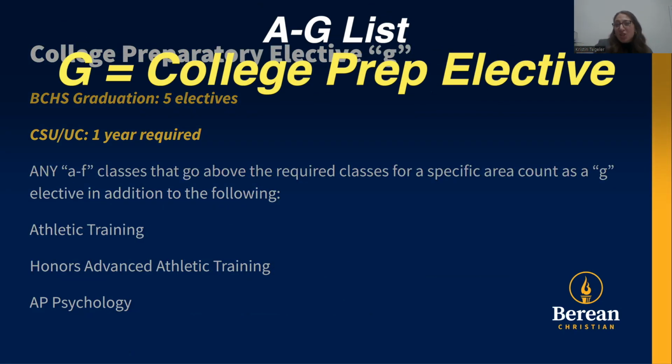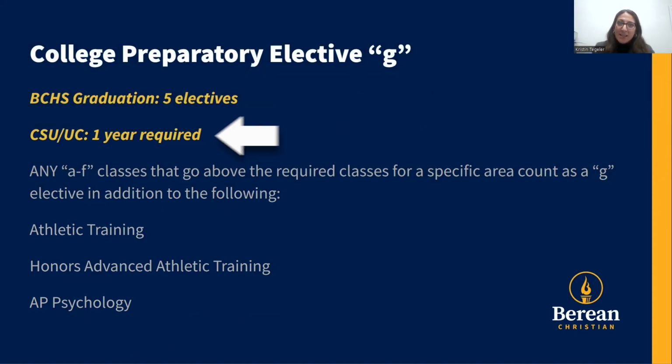And then we have this G area, which is college prep electives. For Cal States and UCs, it says that 1 year of this is required. How you can meet this is by going above and beyond in any of the other categories that we mentioned. So if you take 1 year of art and then you take another art, that can help fulfill this G elective. Anything that goes above the required courses from the other areas can be used as this G elective.